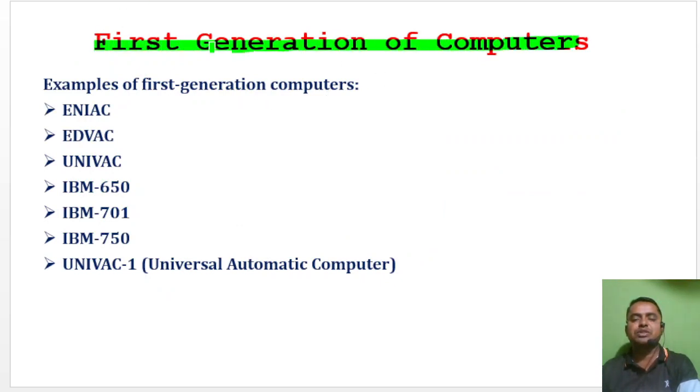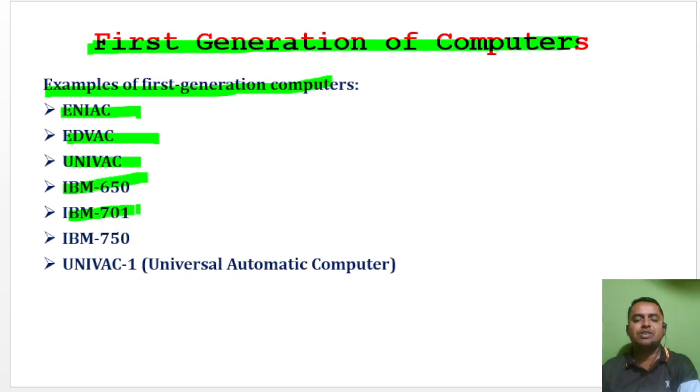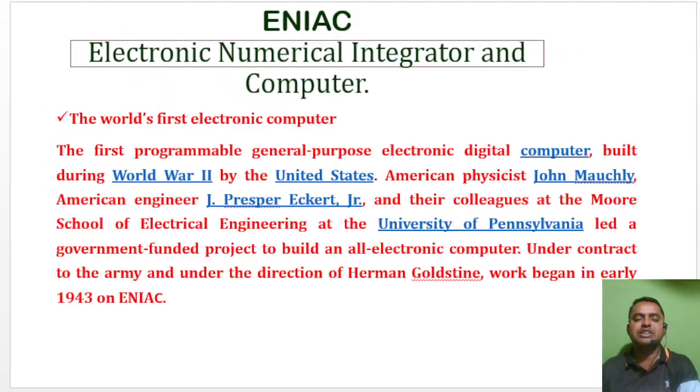Next, examples of first generation computers are ENIAC, EDVAC, UNIVAC, IBM 650, IBM 701, IBM 750. ENIAC, and UNIVAC, that is Universal Automatic Computer. Only a few of them are very important here, so let us discuss them, because questions are coming based on this for your competitive examination. ENIAC. First of all, understand what ENIAC means. The abbreviation will be asked in your competitive examination. Many times this abbreviation of ENIAC has been asked. ENIAC means Electronic Numerical Integrator and Computer, or Calculator also.